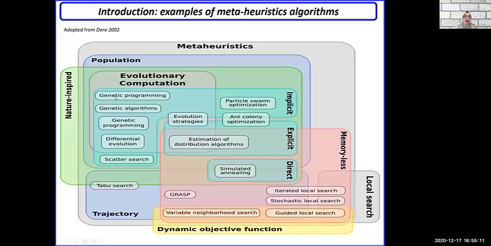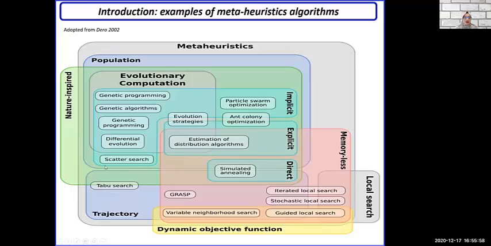Then in the group of nature inspired, we have genetic programming, we have differential evolution, we have scatter search, we have evolutionary strategy, we have particle swarm optimization, ant colony optimization, simulated annealing. All these algorithms are created based on nature. So that means the strategies in these algorithms are based on nature. So how about Tabu search?